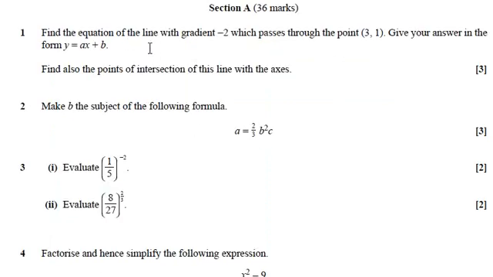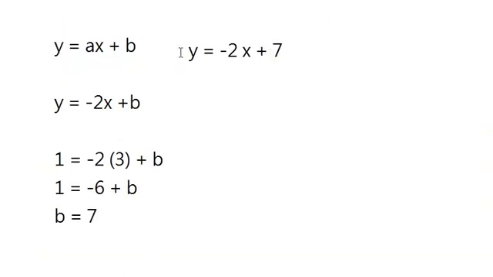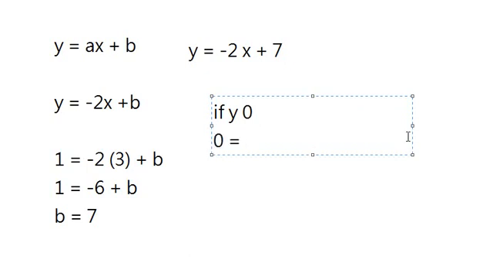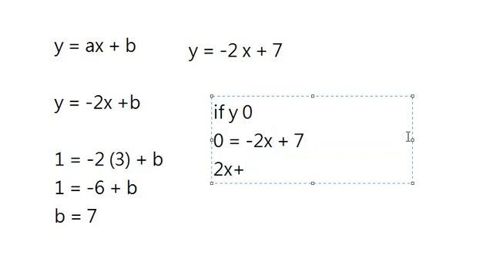Now this question has two parts. The second part is: find also the point of intersection of this line with the axes. Axes is the key word right here. It doesn't want you to find one axis, it wants you to find both axes. So you need to find the y-intercept and the x-intercept. How do you find that? Well, when you have the y-intercept, x is 0. And when you have the x-intercept, y is 0. You can solve equations with that. Because you have this general equation, if y is 0, then 0 is equal to -2x plus 7, and you rearrange that to get 2x equals 7.